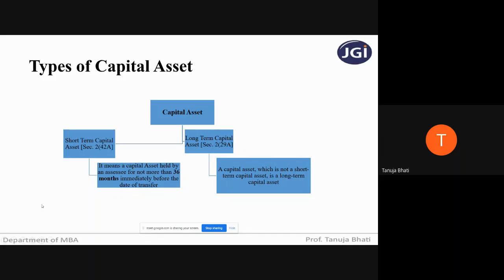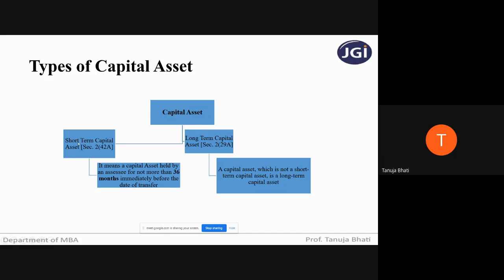Next, types of capital asset, students. Now you know what is a capital asset. It is nothing but any kind of property held by the assessee, whether relating to his personal use or relating to business or profession. So what are the different types of capital asset? Capital asset can be divided as short-term capital asset or long-term capital asset. Now, how do you classify a capital asset as short-term or long-term?